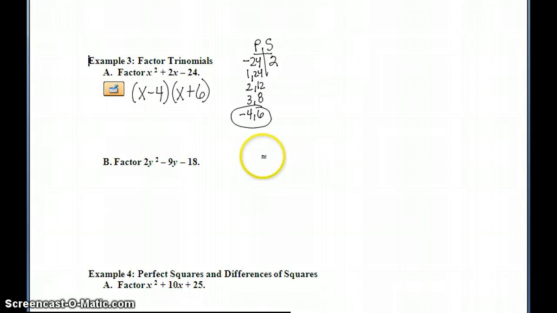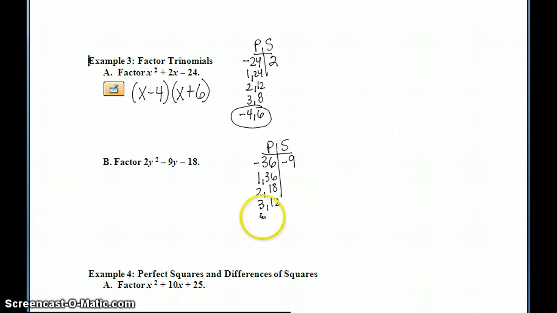So then when I get to b, I'm going to go back through that process I went through a minute ago. I have a 2 in front of my y squared. And so I'm going to take 2 times negative 18, which gives me negative 36, and my sum is going to be 9. So my factors of 36 are 1 and 36, 2 and 18, 3 and 12, 4 and 9, and 6 and 6.